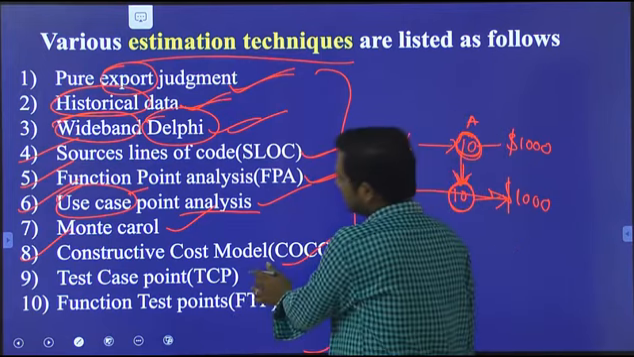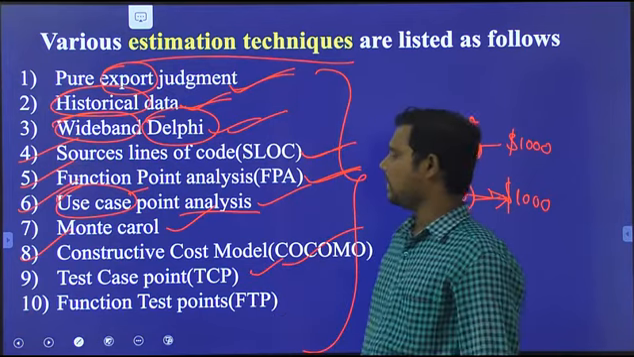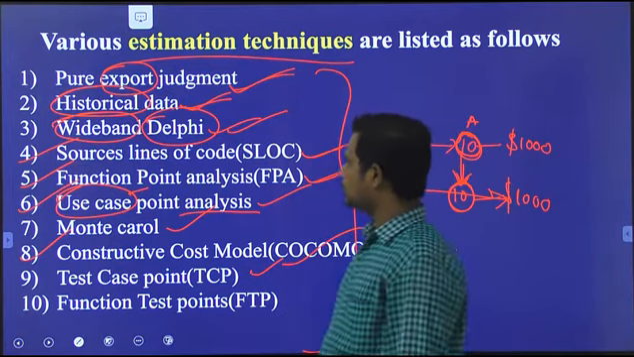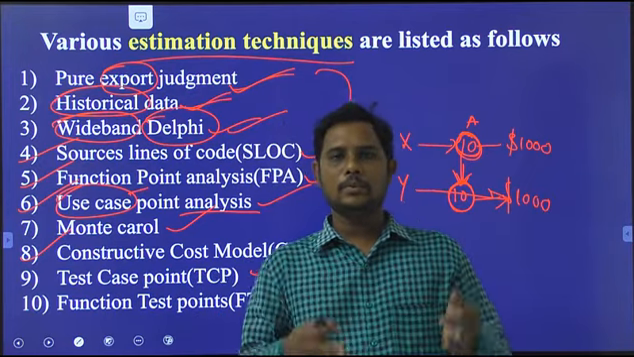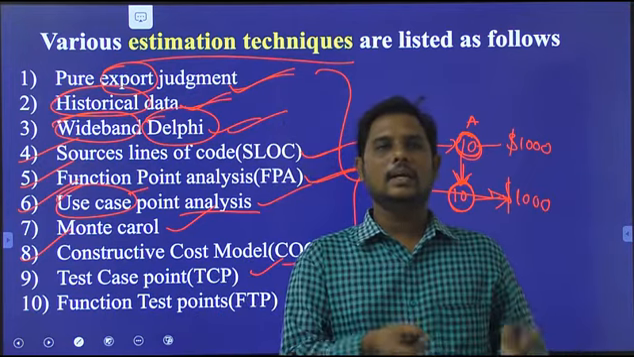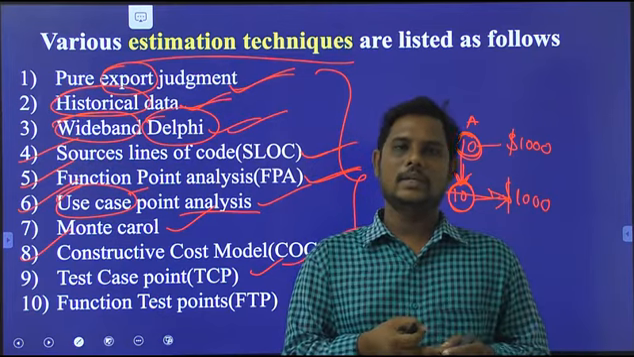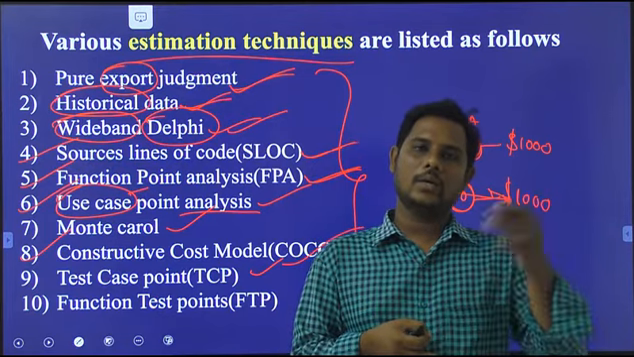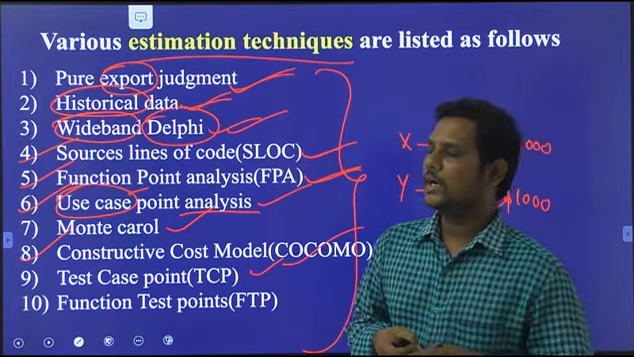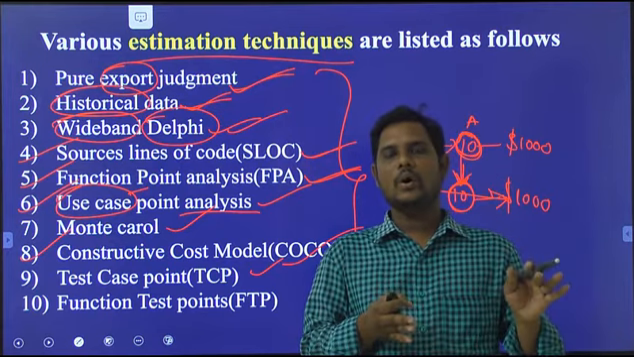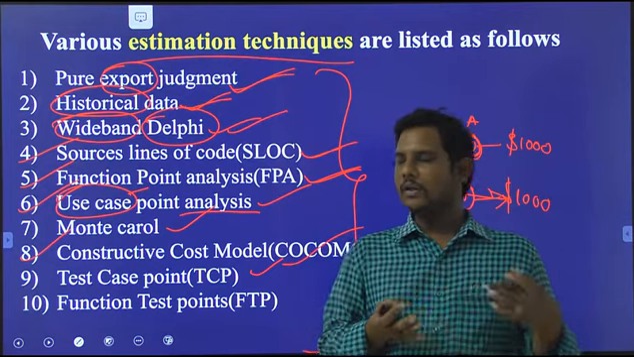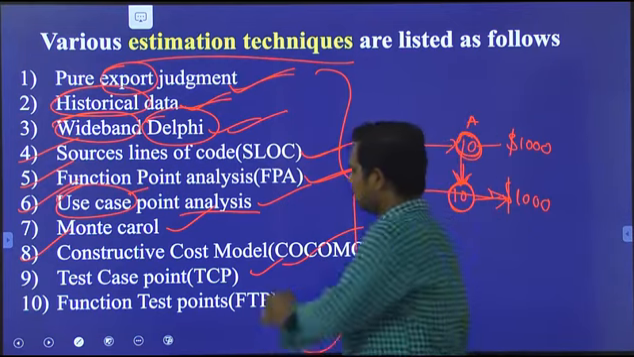Next, the ninth one is test case point analysis. Use case is already completed. Here, we look at how many test cases there are. Suppose we have 100 test cases, and for each test case, how much cost it is. We get the total project test cases, how many test cases there are, and how much each test case costs. All these things are considered to estimate the project.